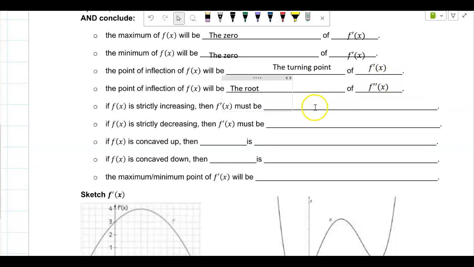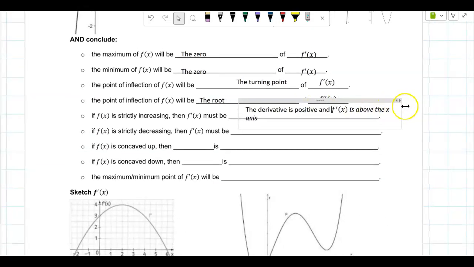If it's strictly increasing, then what will happen? It will be positive basically. The derivative is positive, and the f dash x graph is above the x-axis. It is positive and above the x-axis. It will stay positive basically.